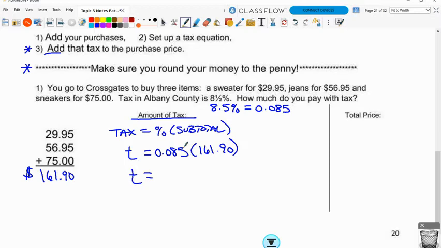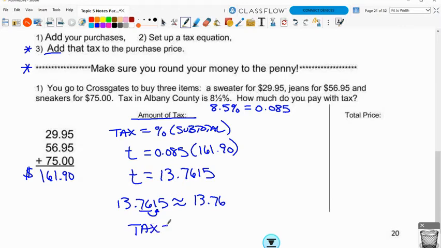And if you punch that into your calculator, you're going to get 13 and 7,615 10,000ths. Now, remember, tax is money. So again, this number can't be the amount of tax. We have to take that number and round it to the nearest hundredth. It looks like 76 hundredths. The thousandths place is a 1, which isn't enough to round us up. So we're going to keep it at 13 and 76 hundredths. So we now know that the tax is going to be $13.76.